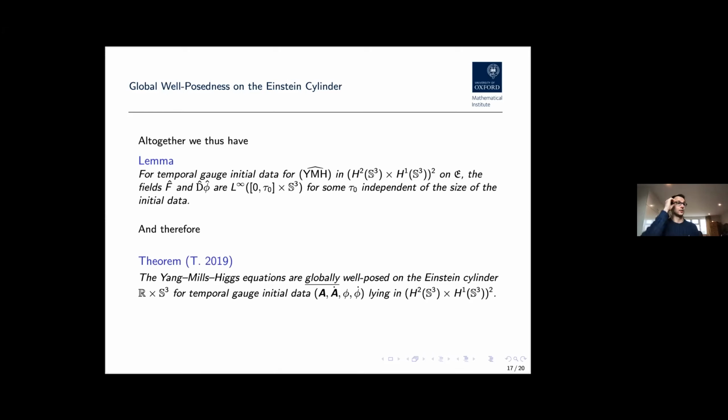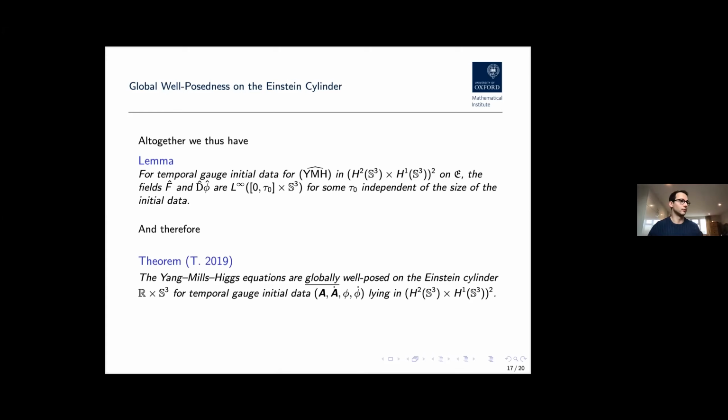Okay, so from there on, then it's a similar and fairly simple argument to do some energy estimates and deduce that, in fact, your local solution on the Einstein cylinder, which was guaranteed by Choquet-Bruhat and Christodoulou, is in fact global and lives on forever for data in H2 cross H1.